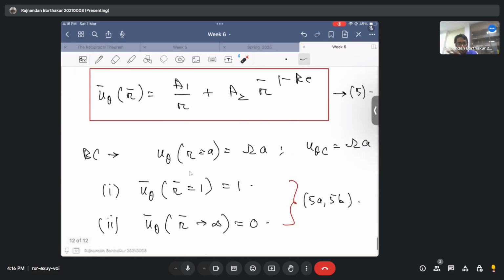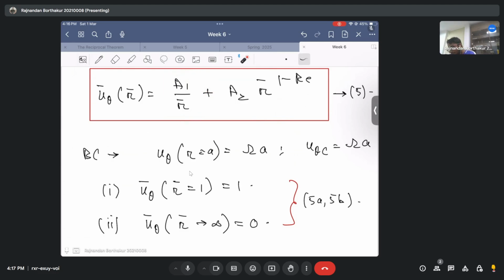If you have a closed loop at equation 5, if my Reynolds number is less than 1, try to understand what I'm trying to say. Because see, whenever my r bar, this is r bar, goes to infinity, this term will always go to 0 because I have a 1 by r bar term here. So I don't need to worry about this term.